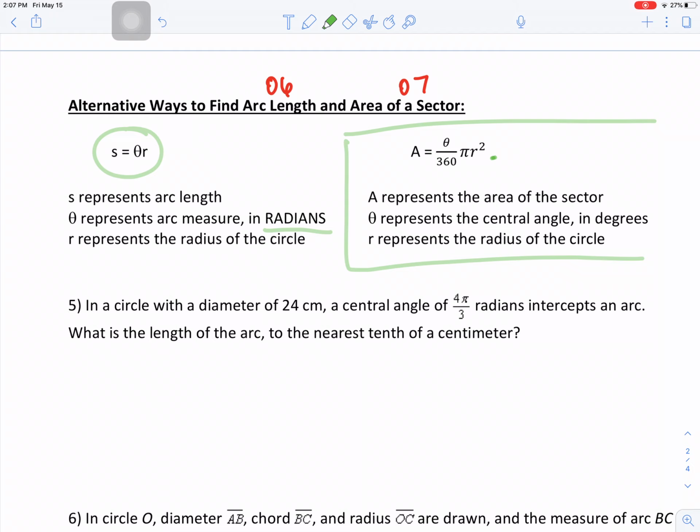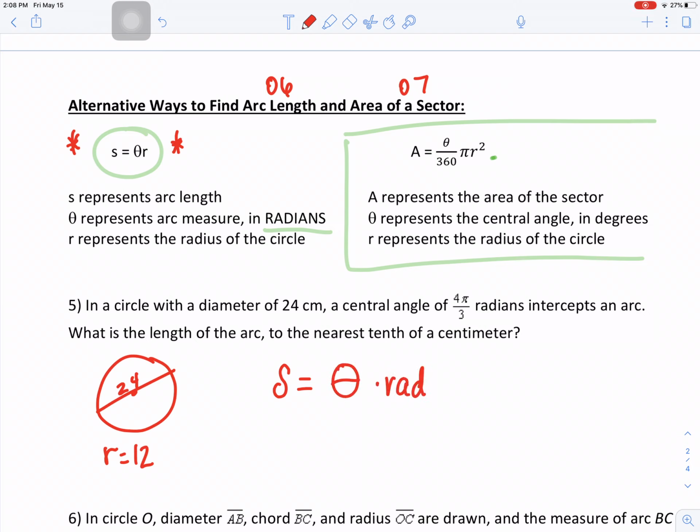In a circle with a diameter of 24 centimeters. Radius is 12, just to be sure. A central angle of 4 pi over 3 radians intercepts an arc. What is the length of the arc to the nearest tenth of a centimeter? Okay, if you use this, people will call it, and in Algebra 2 you're going to hear about it, the SOAR formula. Okay, so it is the length of the arc equals the angle in radians times the radius. That's it. It's right here, all this stuff right here.